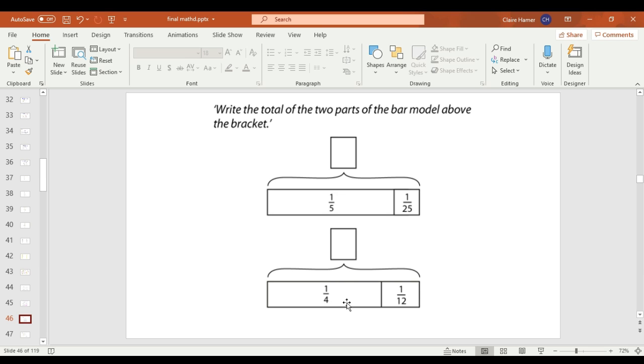So do some workings on your piece of paper. You'll need to do some of the loops that we were doing last week, and see if you can work out the total of the bar models. Pause the video and have a go.